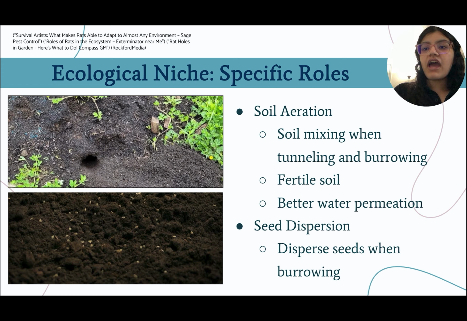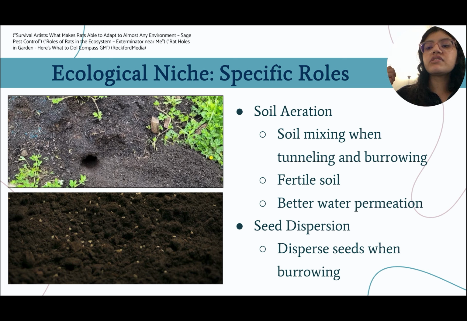Specific roles that the rat has are soil aeration and seed dispersion. What I mean by soil aeration is that when these rats are burrowing and tunneling, they'll mix different levels of soil, and this causes a widespread reach of different elements such as nitrogen, phosphorus, sulfur, carbon, and oxygen to spread around the soil. This makes the soil fertile for better plant crop planting, and it also allows for better water permeation, meaning better irrigation for crop harvesting.